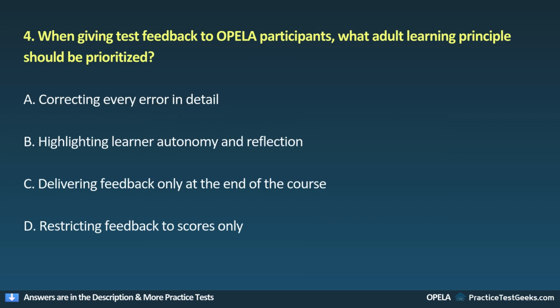4. When giving test feedback to OPELA participants, what adult learning principle should be prioritized? A. Correcting every error in detail. B. Highlighting learner autonomy and reflection. C. Delivering feedback only at the end of the course. D. Restricting feedback to scores only.